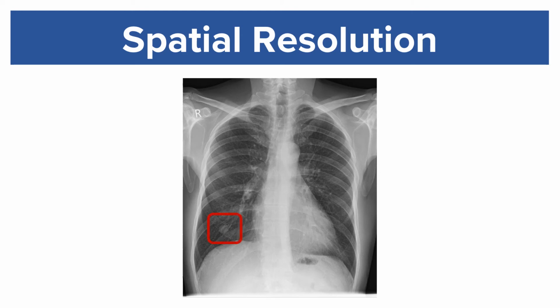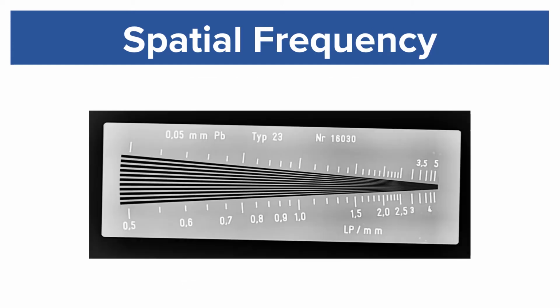Here, we notice that this nodule looks different than lung and different than rib. If this image had low spatial resolution, the provider would not be able to tell the difference between that nodule and the rest of the rib. Spatial resolution can be measured by way of spatial frequency. We use the expression line pair per millimeter.